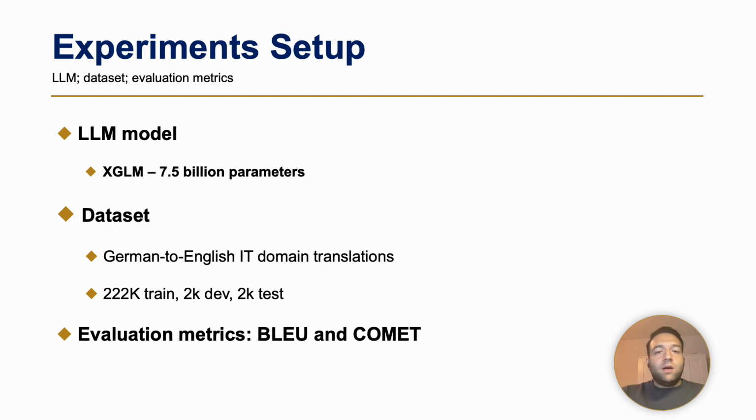This choice was made to address difficulties machine translation systems and LLMs face with out-of-domain context. The dataset included about 222,000 training sentences, 2,000 development sentences, and 2,000 test sentences. To evaluate the translation effectiveness of the models, we employed metrics such as BLEU and COMET.